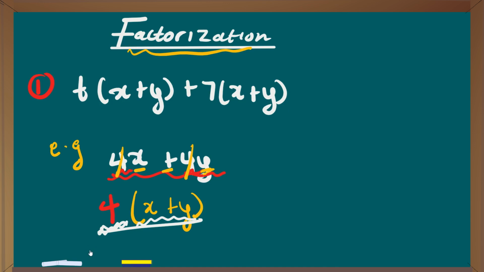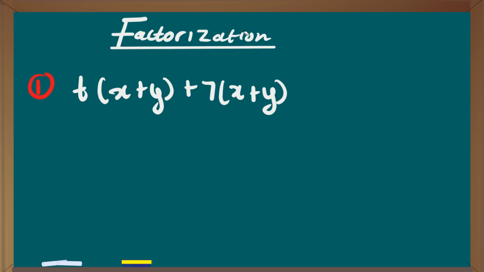And now back to the question. The concept is still the same. We take out a common factor and we see what we're left with. That's all we do. So in this case, it's t inside bracket x plus y, close bracket, plus 7 inside bracket x plus y, close bracket.